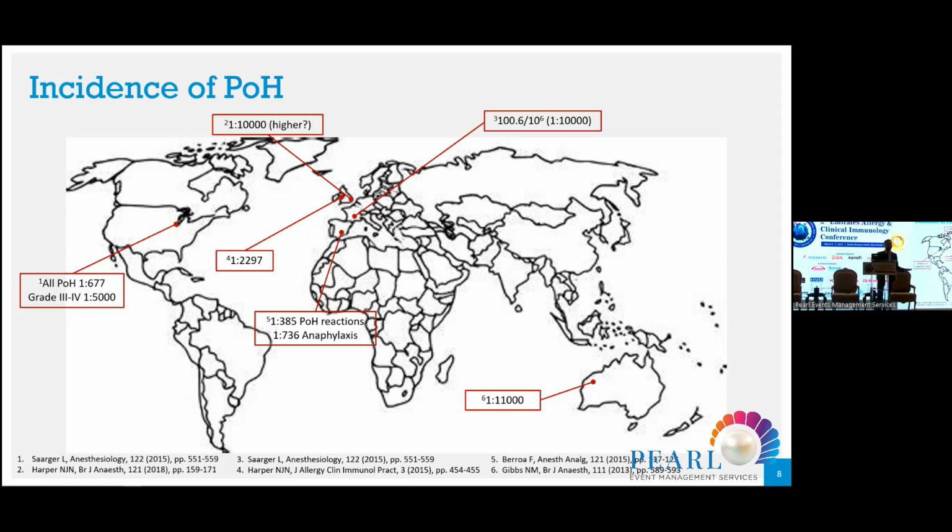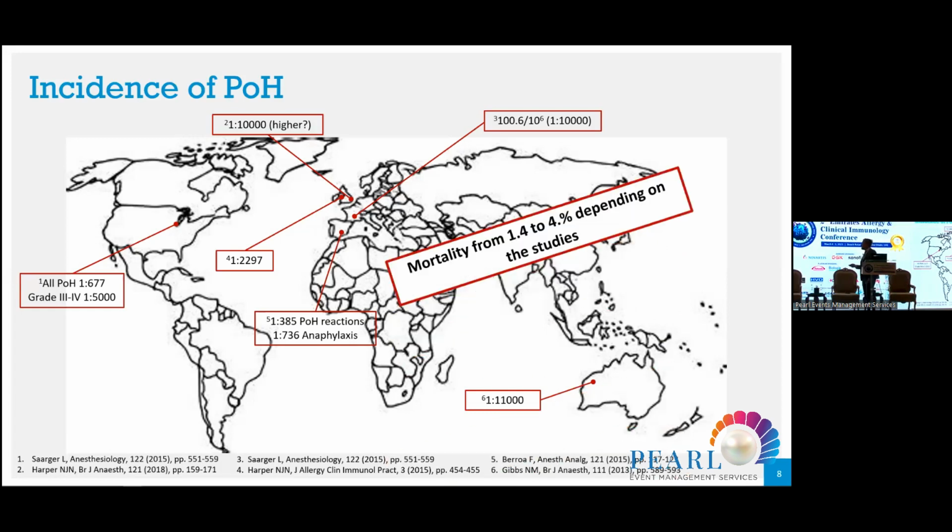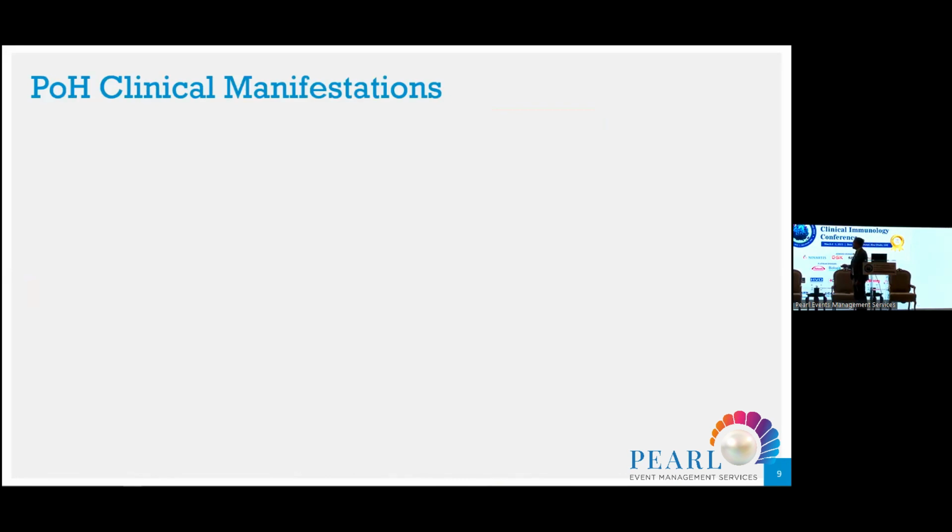What do you see here? There is a huge heterogeneity, probably justified at least in part by underreporting of reactions. Some of these are managed in the OR and are not reported, the patient is not accounted for, or by hyper-reporting when you are focusing through a study. And what's the mortality? It ranges a lot. Overall, from 1.4% in, for example, a study in Western Australia, to 4.5% in other case series.